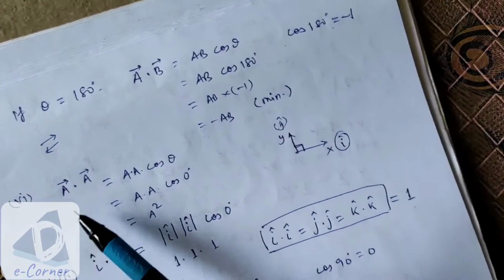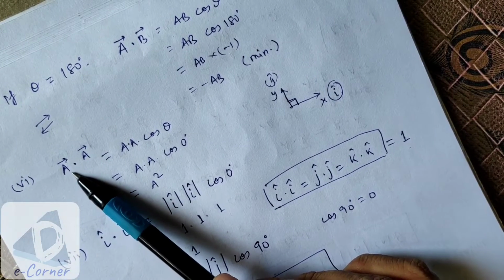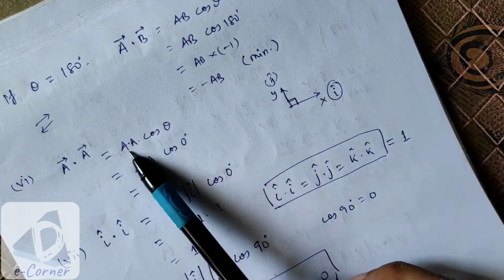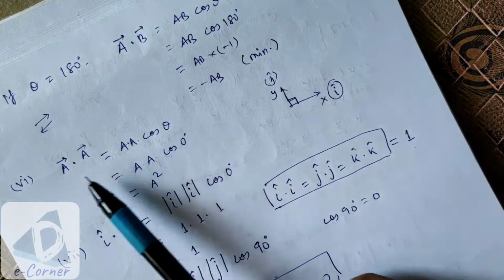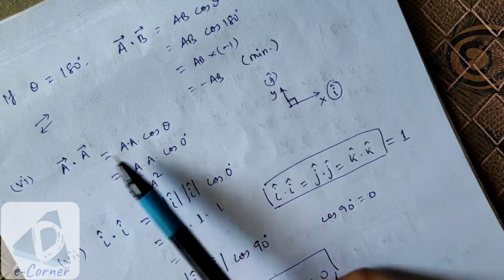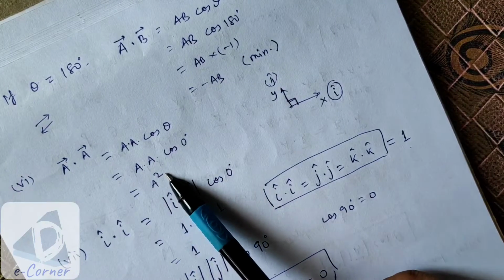If we do the scalar product of a vector with itself, that means A dot A is equal to what? A into A cos theta. And again these two vectors are like vectors because they are facing in the same direction. So theta is here 0 degree. So this one will become A square. Okay.